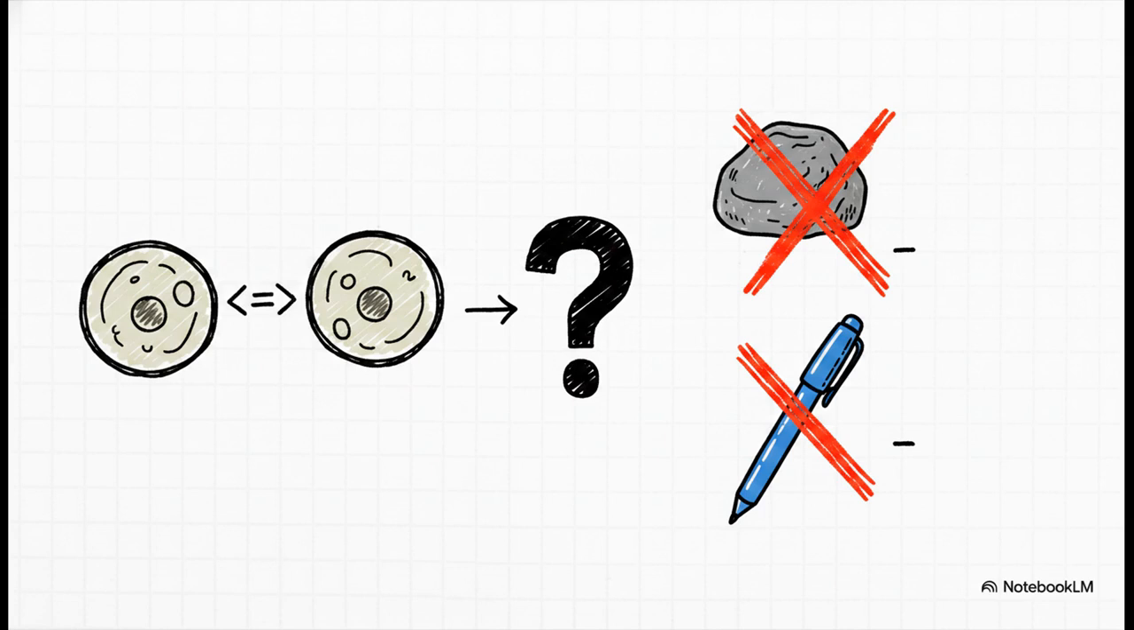Okay, so what about our second suspect, reproduction? This one feels like a sure thing, a total slam dunk. A rock can't have baby rocks. My pen isn't going to create a bunch of little pens. So it seems to pass the second part of our test, right? No non-living things reproduce.